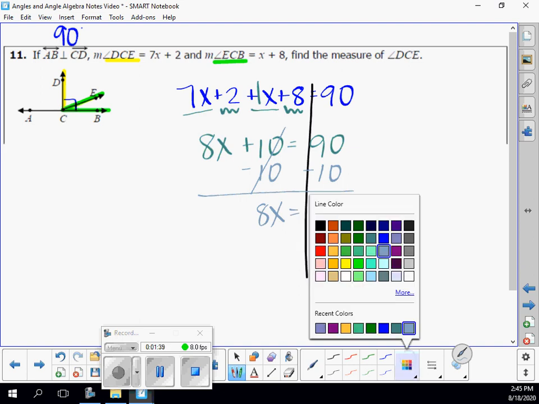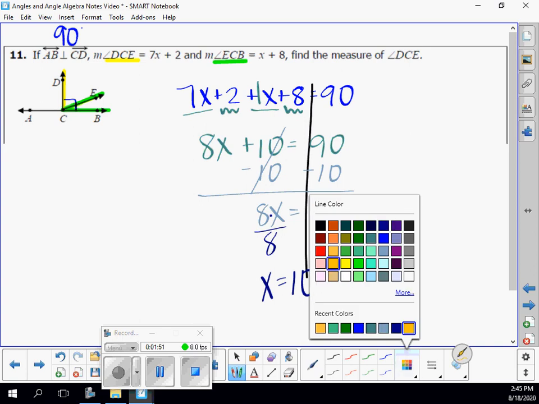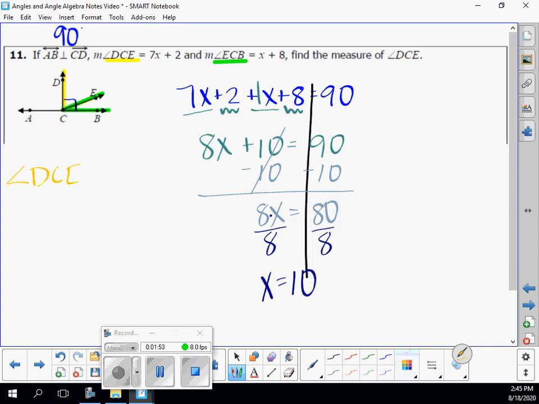Again, remember, the only thing that fits in between there is a dot, so we are dividing by 8, and x is 10. They don't ask for x, though. They ask for DCE. So I'm plugging into DCE. 7 times 10, which is 70. 70 plus 2 is 72. This is an angle, so it's 72 degrees.